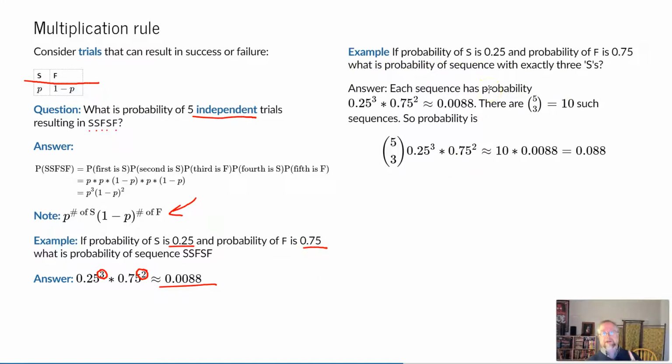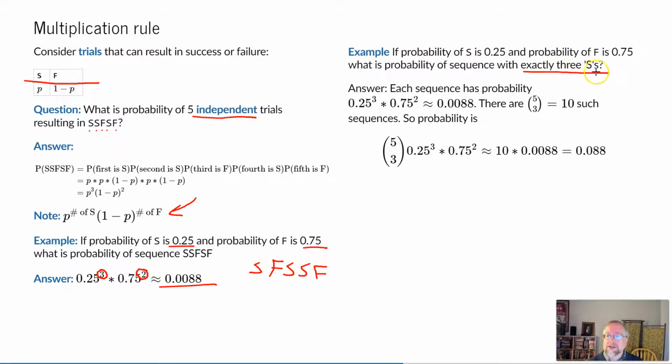Now, this is where it gets interesting. What is the probability of getting a sequence with exactly 3 S's in it? I can tell you the probability of getting SSFSF is 0.25 to the power of 3 times 0.75 to the power of 2. The probability of getting S, F, S, S, F, a different sequence, is the same thing. I still have 3 S's and 2 F's in it, and the order isn't going to matter. So all I need to do is figure out how many sequences with exactly 3 S's and 2 F's in it exist. Oh, but we know that, right?